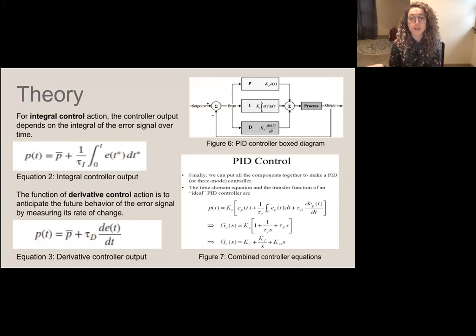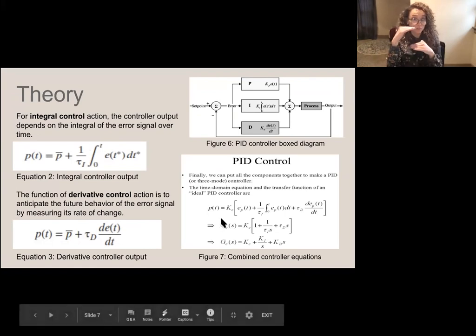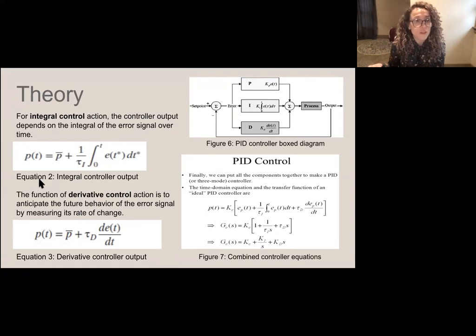Moving on to the integral control. It accounts for the area under the error versus time curve, which brings the output closer to the set point. So essentially it's getting rid of that offset. And here's the integral controller output equation.